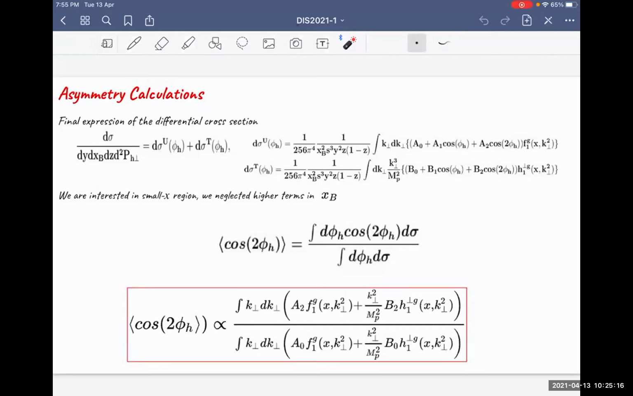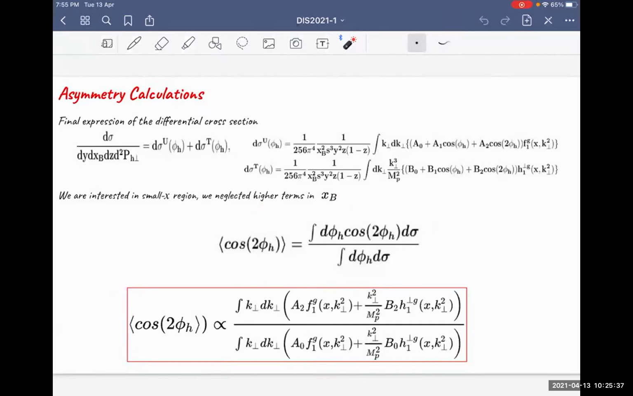As we know, the cos 2 phi azimuthal asymmetry can be calculated by using this relation, and by incorporating this and doing the integration over the azimuthal angles of the J/psi, we could calculate the cos 2 phi asymmetry. This was the final result for the cos 2 phi azimuthal asymmetry in our case.